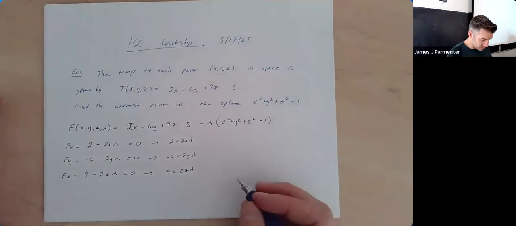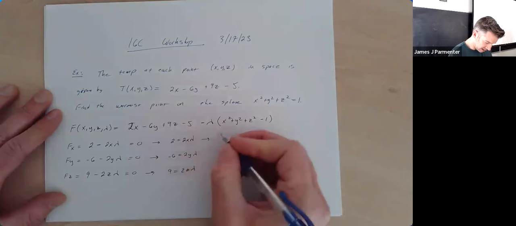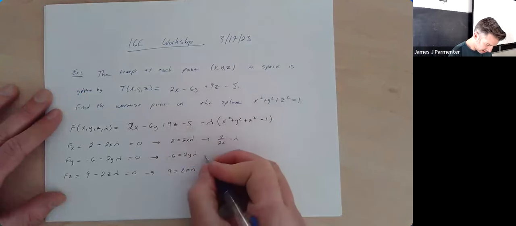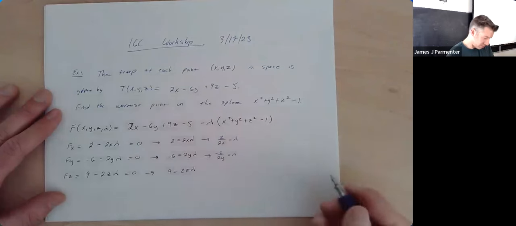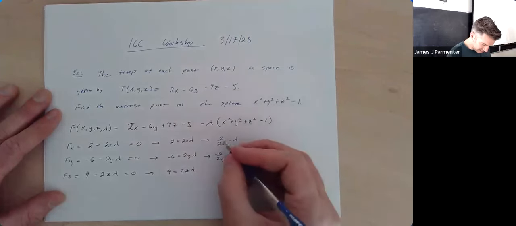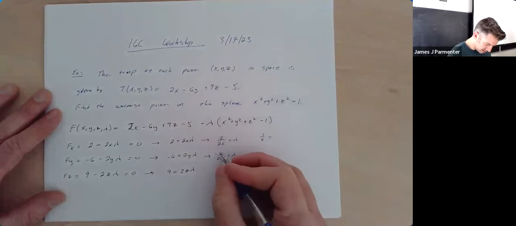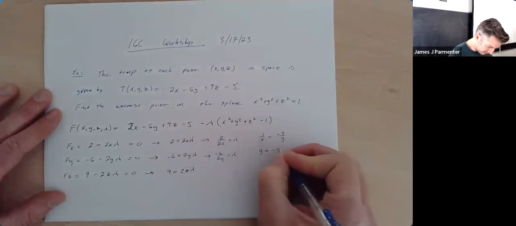So the way I would do this, I would solve each of these for lambda. So I'm going to say that 2 over 2x equals lambda and negative 6 over 2y equals lambda. And then set this equal to each other. So I'm going to simplify as well. 1 over x equals negative 3 over y, or y equals negative 3x.